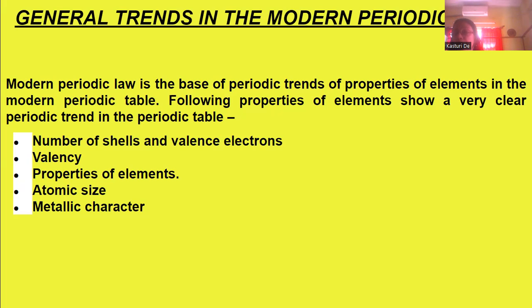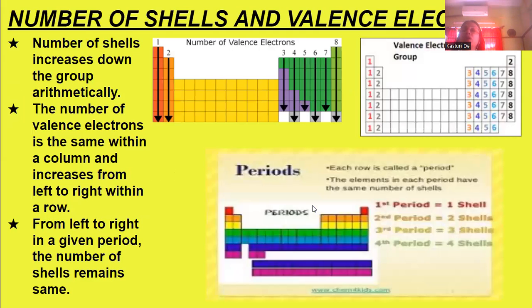Now, the following properties of elements show a very clear periodic trend in the periodic table. What are the properties which we consider, which will tell the periodic trends? The properties of the elements. So what were those? The number of shells and valence electrons, valency, atomic size, and metallic character. So we first move on to the number of shells and valence electrons.